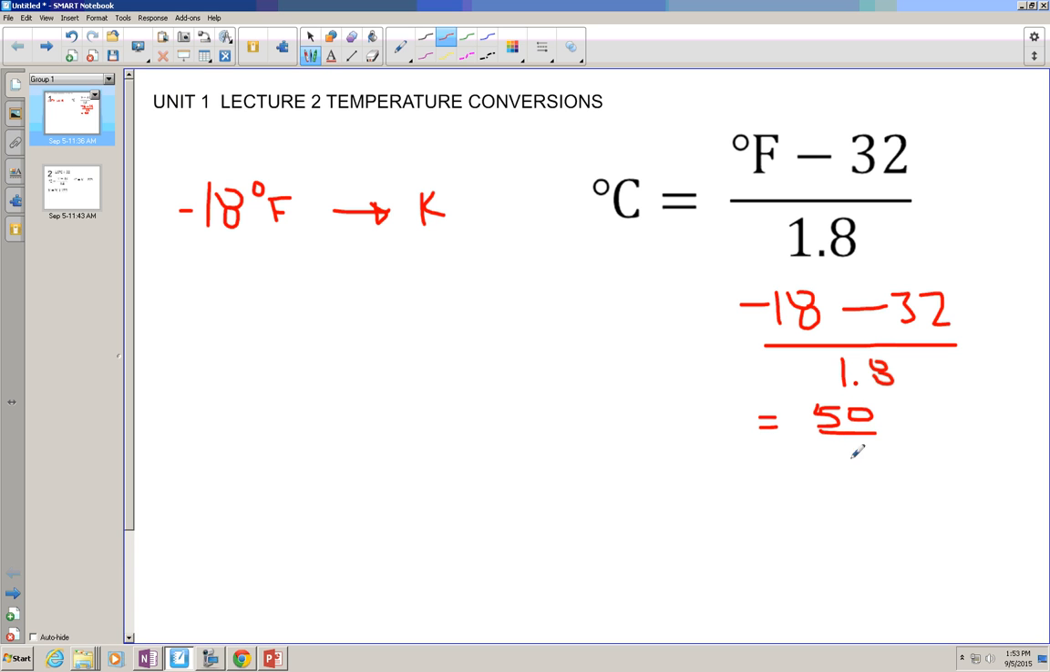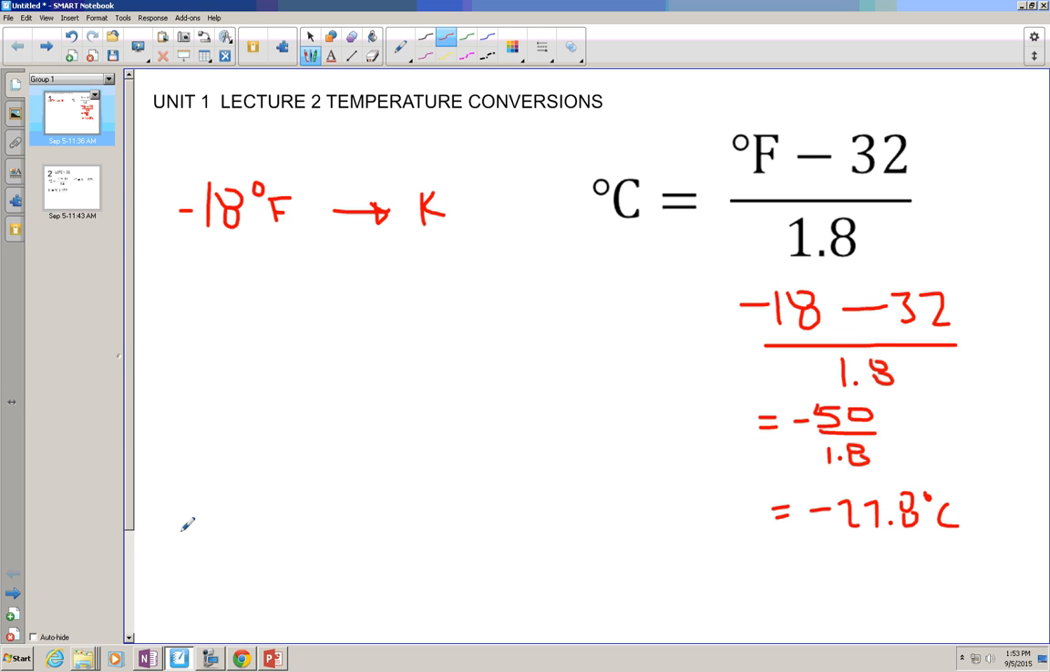And no, you're not in math class. You can't leave that as an answer. So if I go and divide that by 1.8, oops, sorry. It's negative 50 over 1.8. Just slapped my hand there. So we end up with a temperature in Celsius of negative 27.8. Now, that's degrees Celsius.